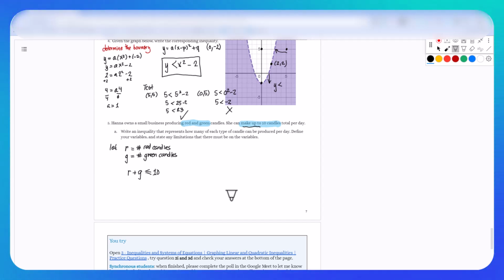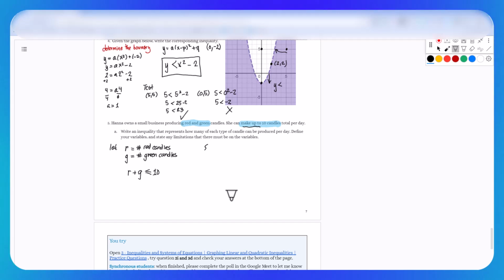But then they ask us to state any limitations on the variables. Now remember, in problem solving, the values we pick must be realistic to the question. Here we have things that can be counted. Candles. She's never going to make 1.5 candles. It's going to be 1, 2, 3, or 4.